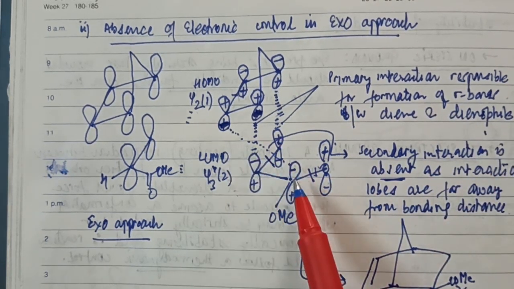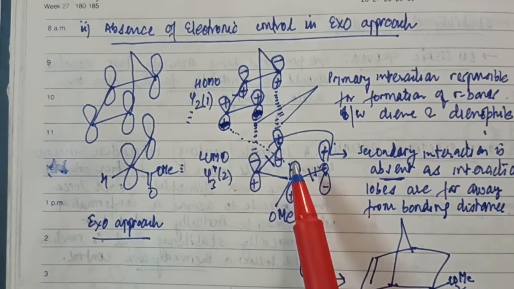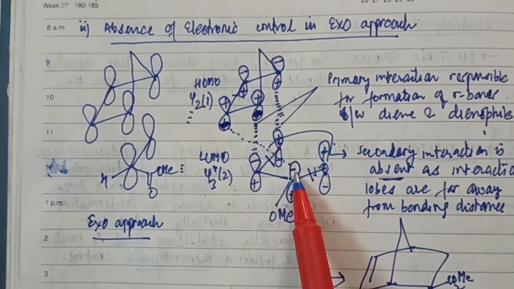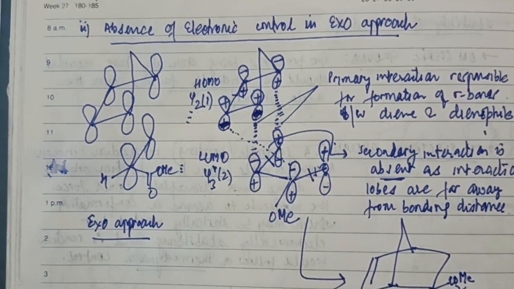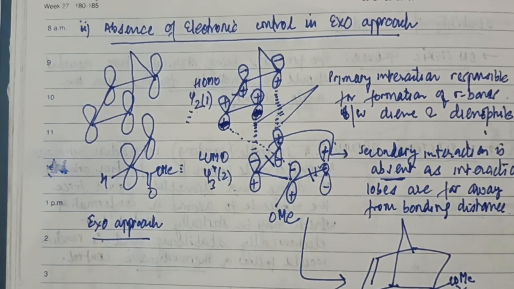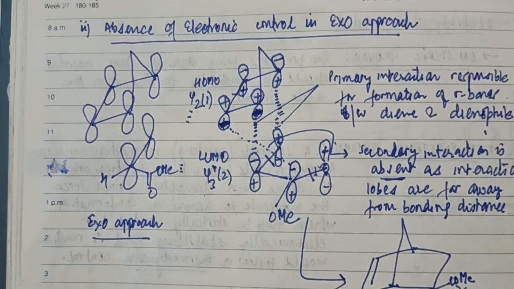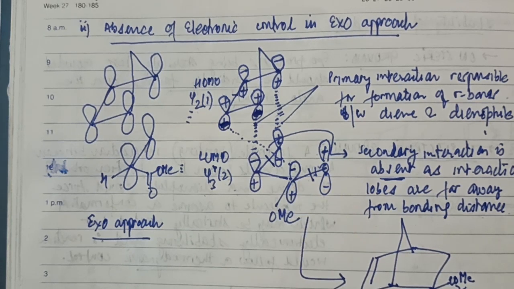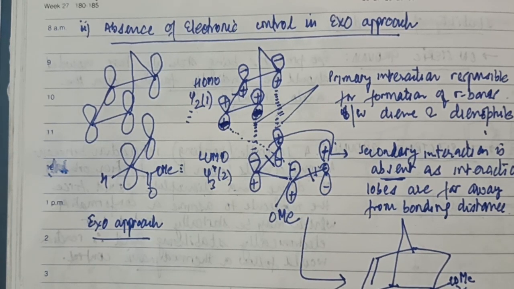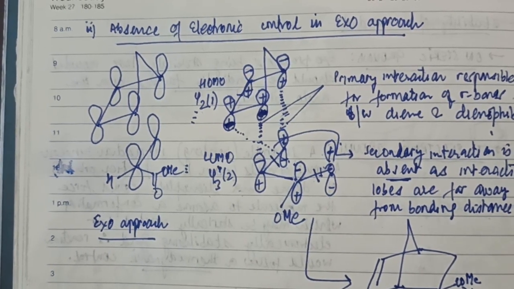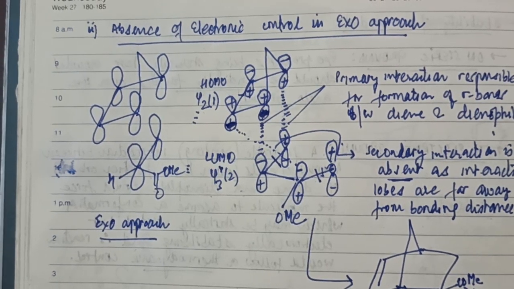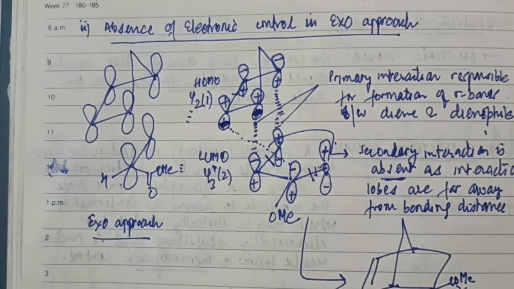The secondary interaction which could have been possible between this orbital and this orbital is not possible because these two orbitals are far away from one another, not in bonding distance, and since they are far away, they cannot interact. Since they cannot interact, they cannot stabilize the system, and since no stabilization is provided, I can safely say that the electronic control, or the secondary favorable interaction, is absent in the case of exo approach.